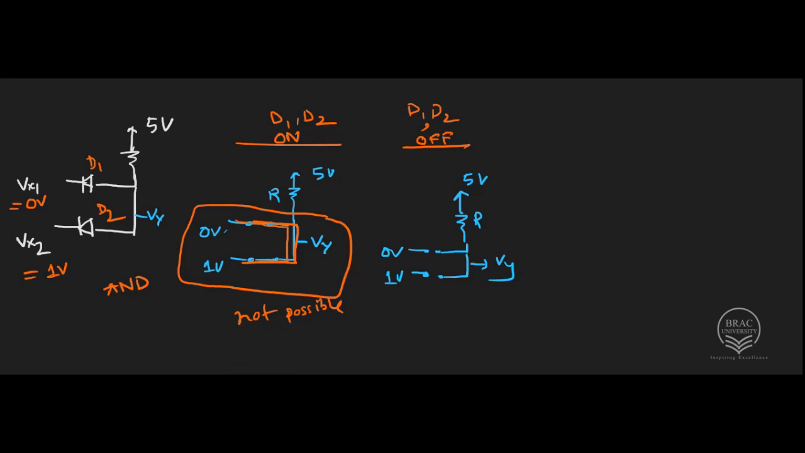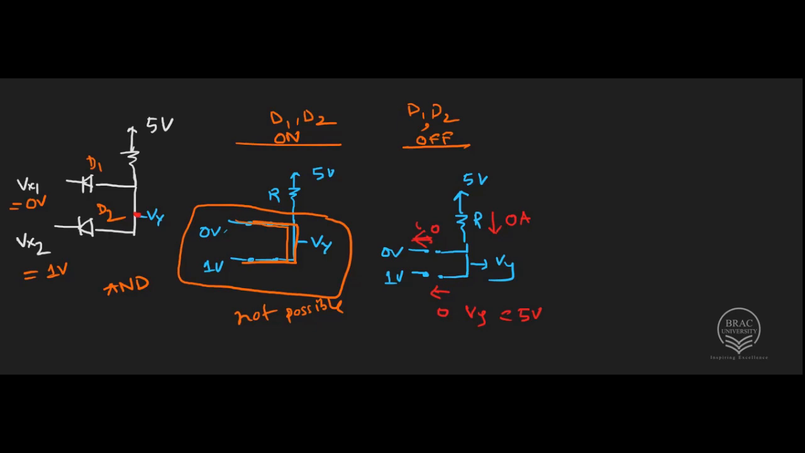Now if both are open, then the current across this will be 0. Also this will be 0. The current here will also be 0 ampere. So if this is 0 ampere current, this time Vy will be 5 volt. Now if this is 5 volt, that is if you consider these two, then Vy is 5 volt.